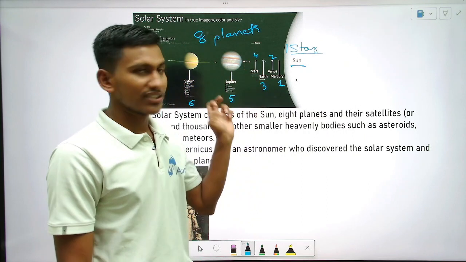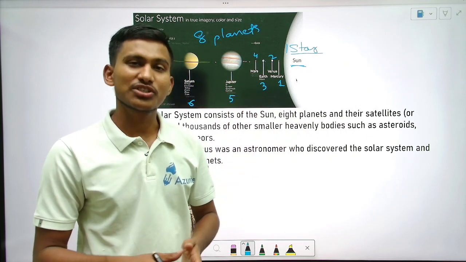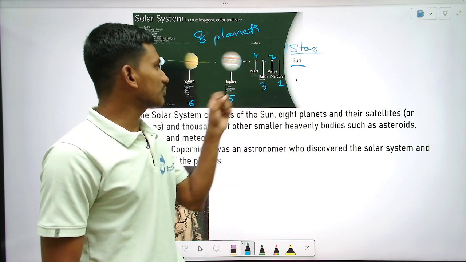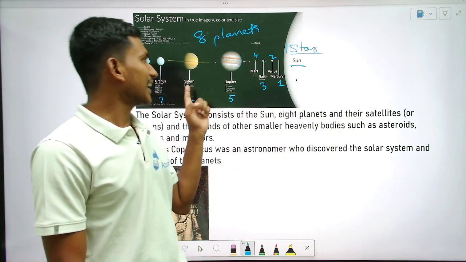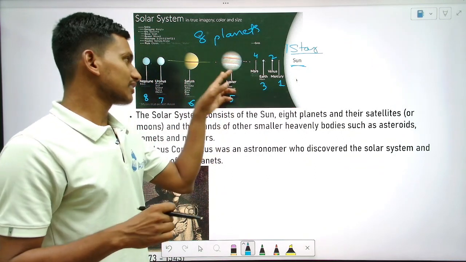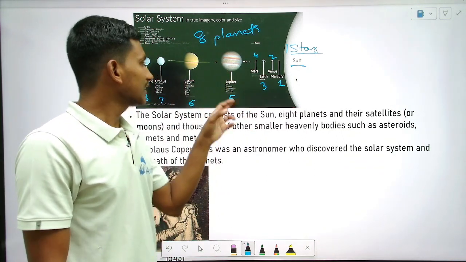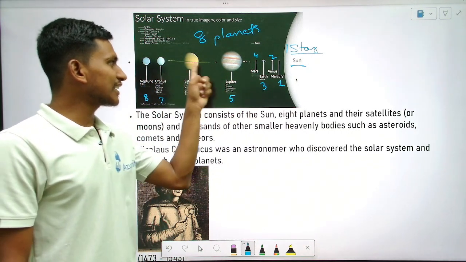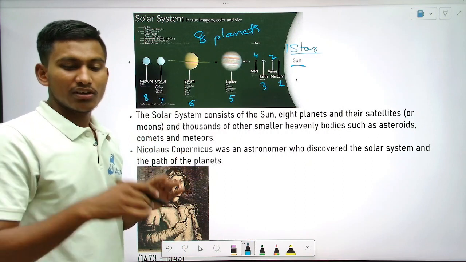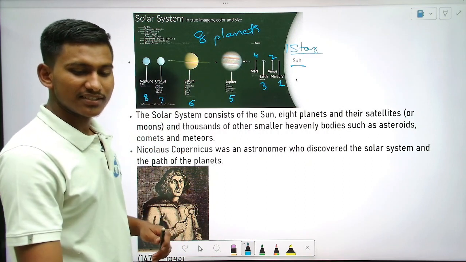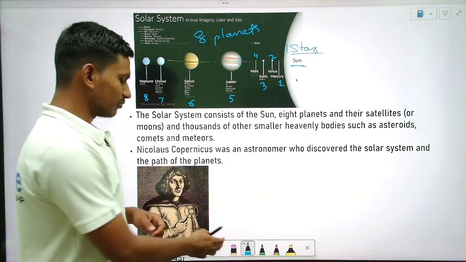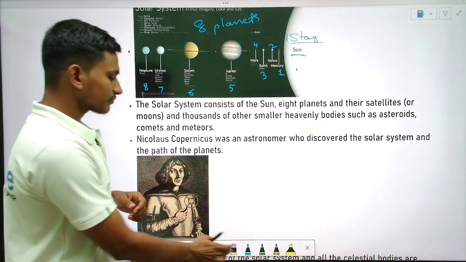Fourth is Mars, you may have heard of the Mars mission, right? Fifth is Jupiter, sixth is Saturn. Jupiter is very big. And next is Saturn, which has a ring around it. Next are Uranus and Neptune. We will study them in detail. Yes, very good. So we will study some more details.